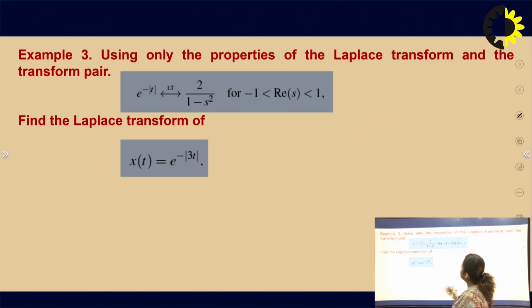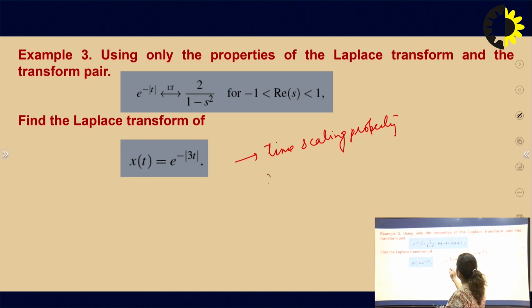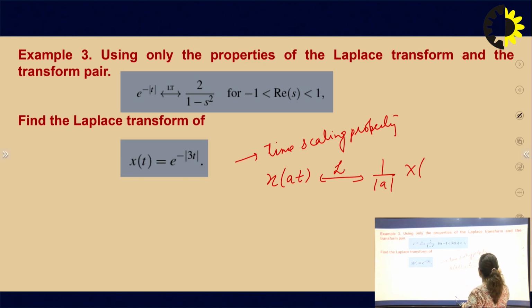Next question: using only the properties of the Laplace transform and the transform pair, we can find the value of this, that is x(t) is equivalent to e to the power minus mod of 3t. So here we can use the time scaling property. So what is the time scaling property? That is x of at, the Laplace transform of this is 1 upon mod of a times X of s by a.